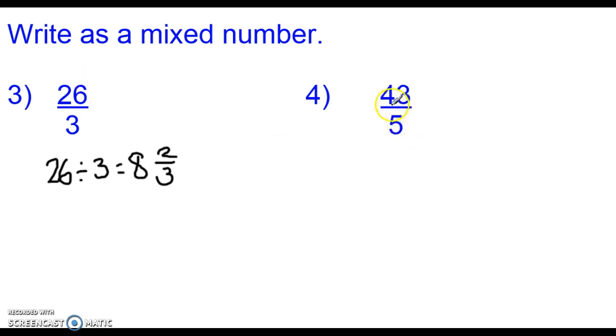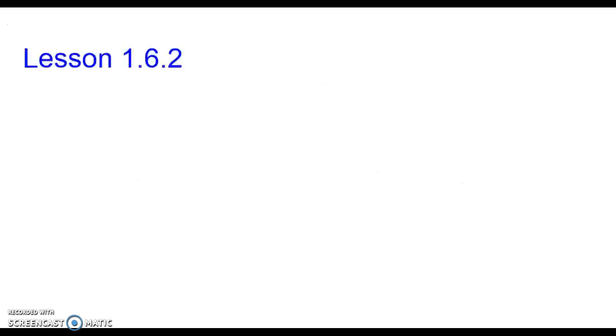Now 43 divided by 5. Well, I know that 5 can go into 43 8 times equally because 8 times 5 equals 40. And what is left over, if 8 times 5 equals 40, there's 3 pieces that are left over. So I have 3/5 left over. And that is going to be it for the first part of our lesson 1.6.